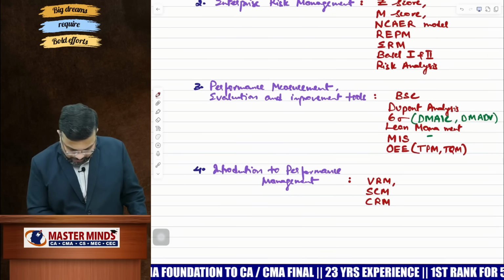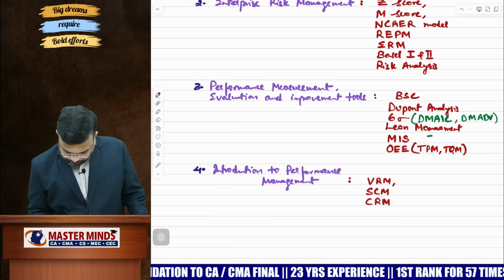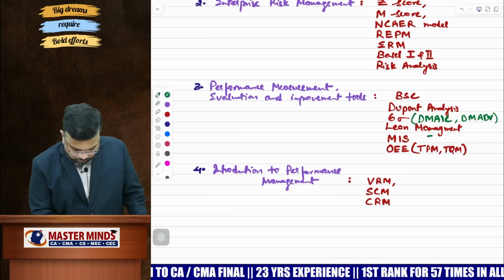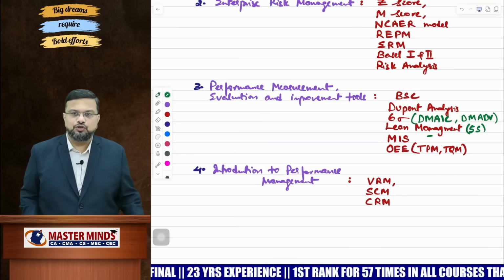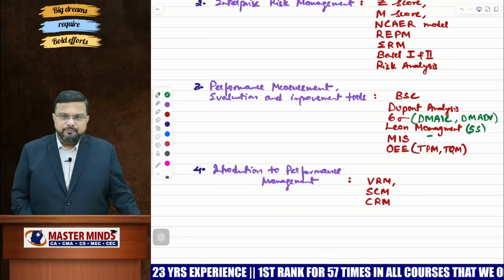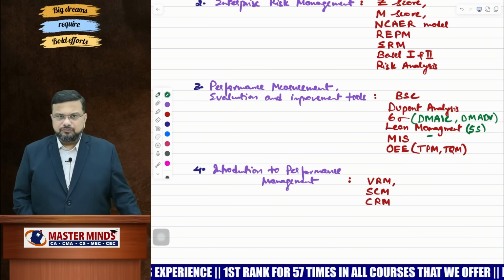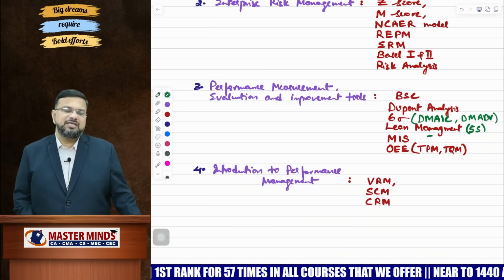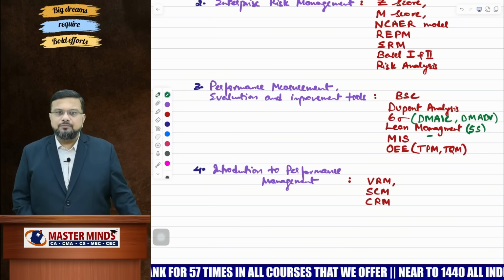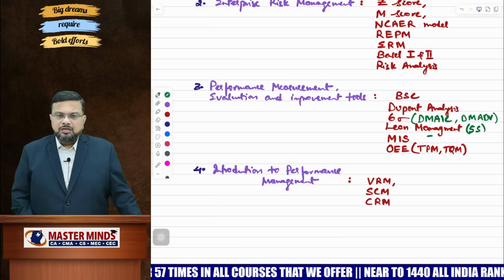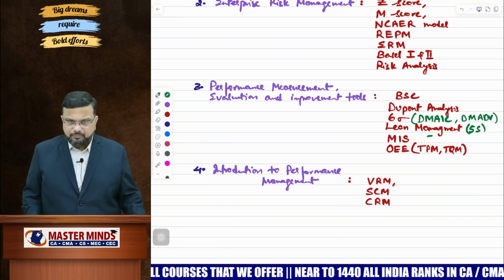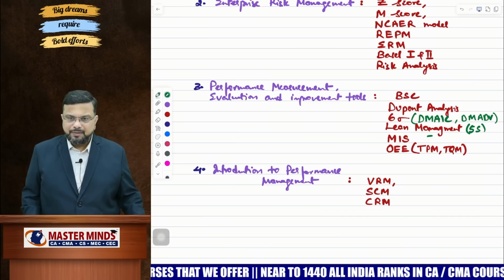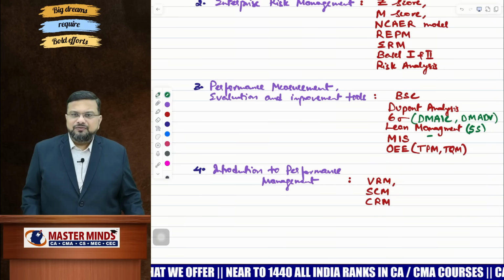When it comes to lean management, focus on 5S and 3Ms also. Then management information system and OEE, overall equipment efficiency, TPM and TQM. Just go through it for the sake of MCQs. Next, the last one is introduction to performance management. In that, the important topics are VRM, vendor relationship management, supply chain management, and customer relationship management. So these are some of the important topics.